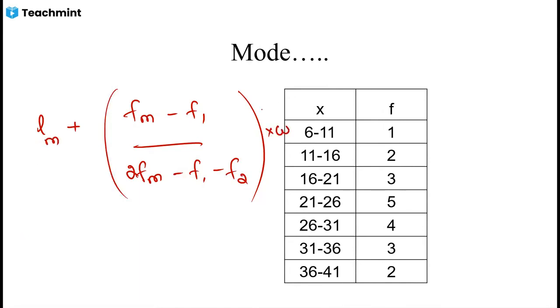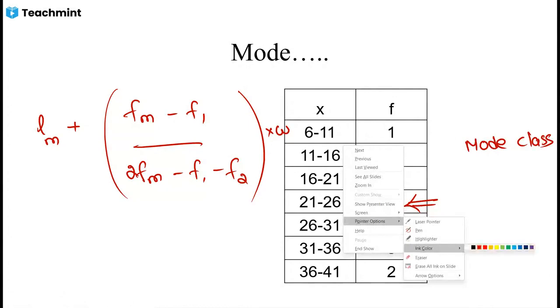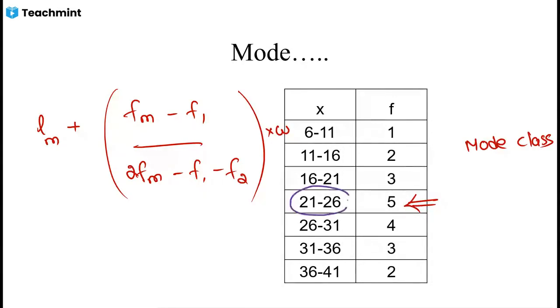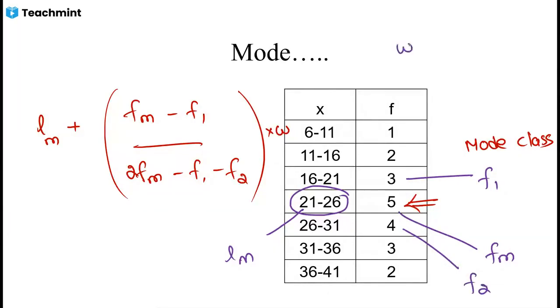Sir, how to decide this LM? LM is nothing but, first we have to know the mode class. Guys, what is the mode class here? The mode class is the one having the highest F. That is the mode class, right? So the mode class is this 21 to 26. The lower limit is nothing but LM here for the mode class. Fm is 5, the mode class frequency. F1 is the previous one, F2 is the next one. Guys, substitute, and W you know, right? W is nothing but the width of the class. We can do it now.